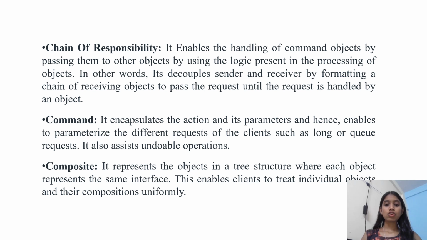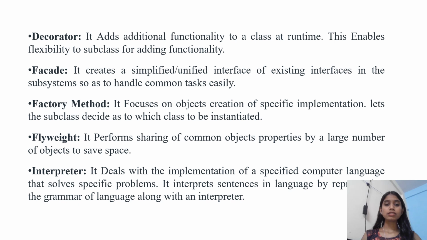Composite. It represents the objects in a tree structure where each object represents the same interface. This enables the clients to treat individual objects and their compositions uniformly. Decorator. It adds additional functionality to a class at runtime. This enables flexibility compared to subclassing for adding functionality. Facade. It creates a simplified or unified interface of existing classes in the subsystem so as to handle the common tasks easily. Factory method. It focuses on object creation of a specific implementation, and lets the subclass decide which class is to be instantiated.